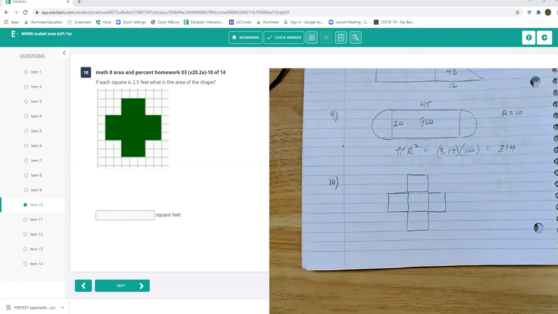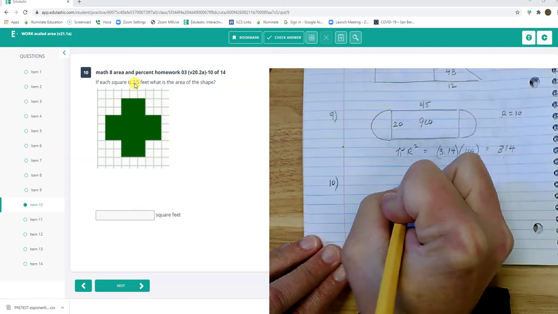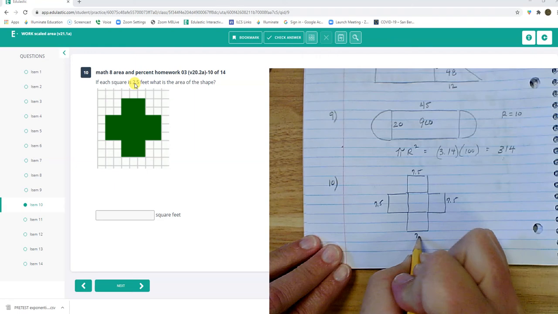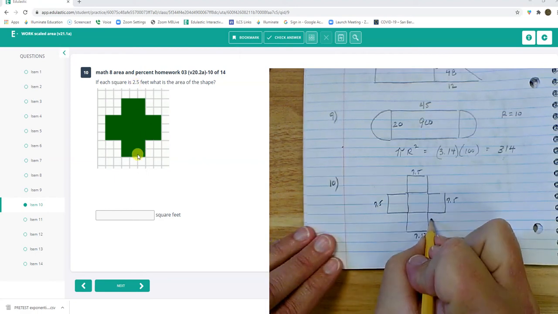Okay, let's break this thing up. This is 3, 1, 2, 3. This is 1, 2, 3, 1, 2, 3. Okay, so all these are 3. So this is 3, which is 2.5 times 3 is 7.5. So this is 7.5. And then here it's times 2, 1, 2, so 2.5 times 2, so this is 5.